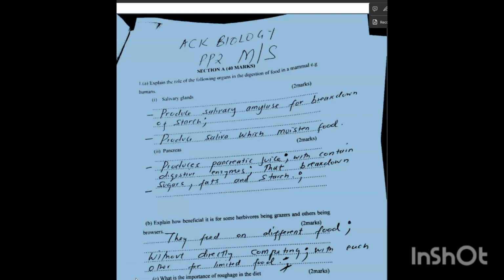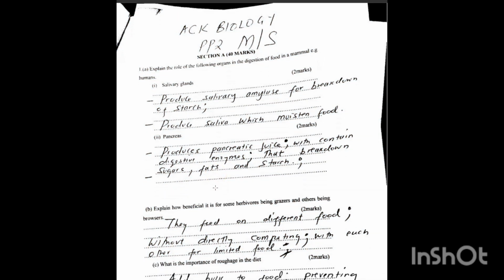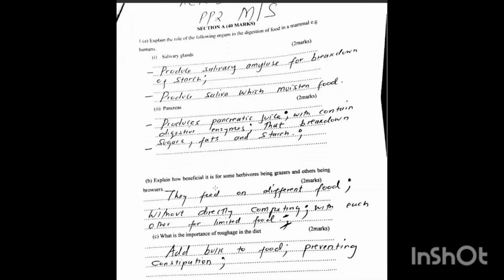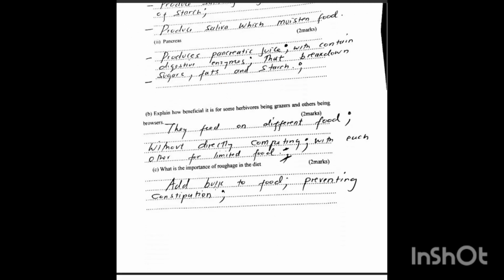The second question is, explain how beneficial it is for some herbivores being grazers and others being browsers. The answer is they feed on different food, so without directly competing with each other for the limited food that's present.